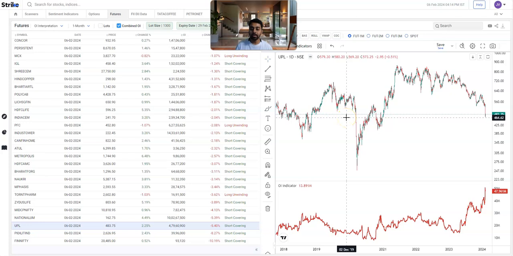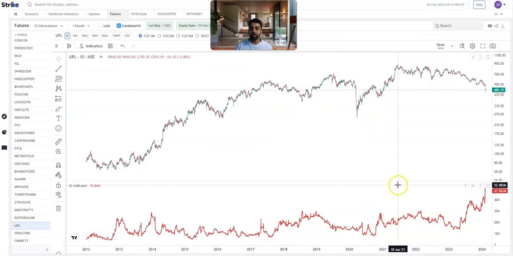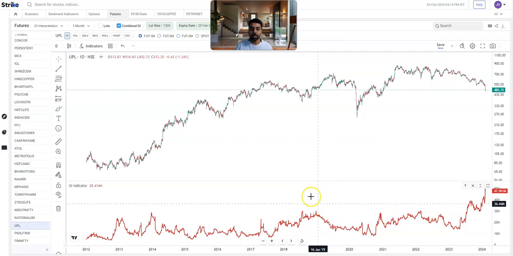UPL has a very interesting setup based on the future open interest. That is because the open interest right now is at a 12-year high, and it has never seen such a high open interest ever since we have the data, which is from 2012. So let us analyze how UPL has been behaving.